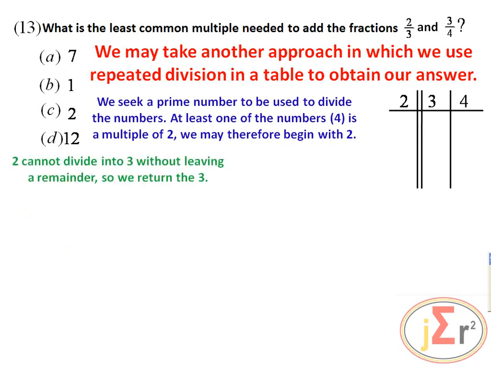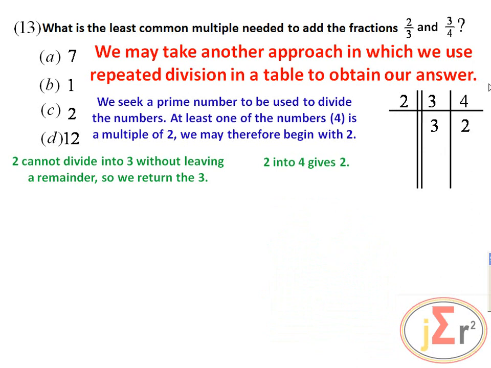2 cannot divide into 3 without leaving a remainder, and when we have a situation like that, we return the number just as it is. So 2 into 3, not going to go without a remainder. Because when we divide, we will get a remainder, we do not use it. Or we say that 3 is not divisible by 2, so we put 3 down. What about 2 into 4? 2 times, so we put the 2 right there.